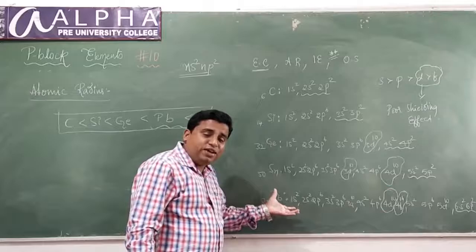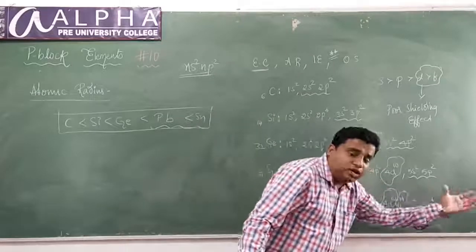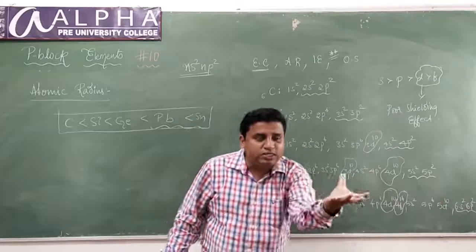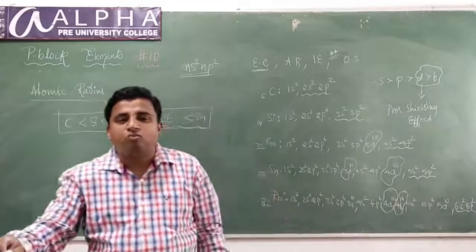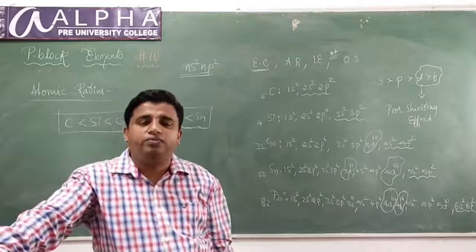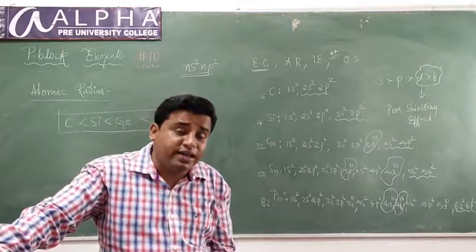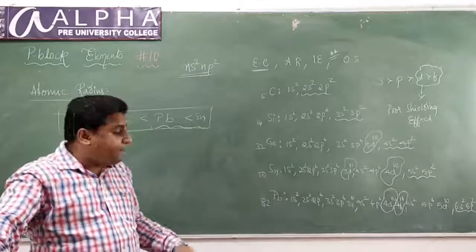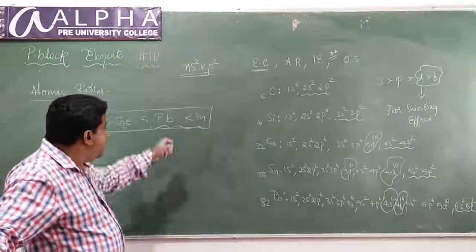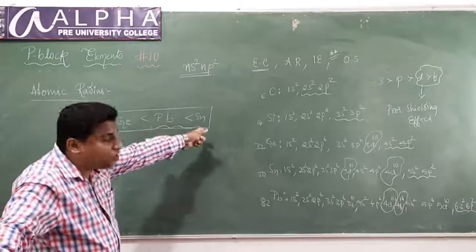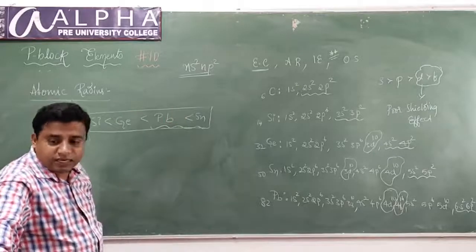If the shielding effect is less, the outer electron will be pulled towards the nucleus. When the outer electron is pulled towards the nucleus, the atomic radius will obviously decrease. Understand my point? That is why the atomic radius of lead will be less than that of tin. Why is the atomic radius of lead less than that of tin? Okay, last time.